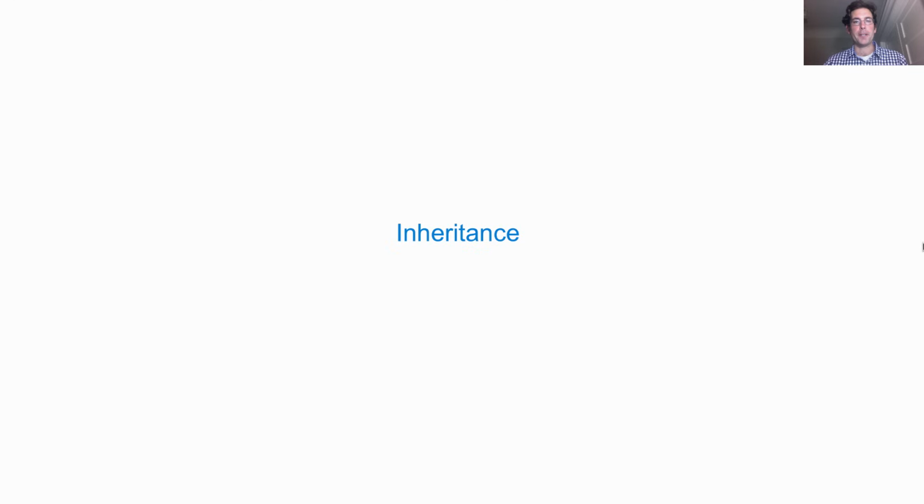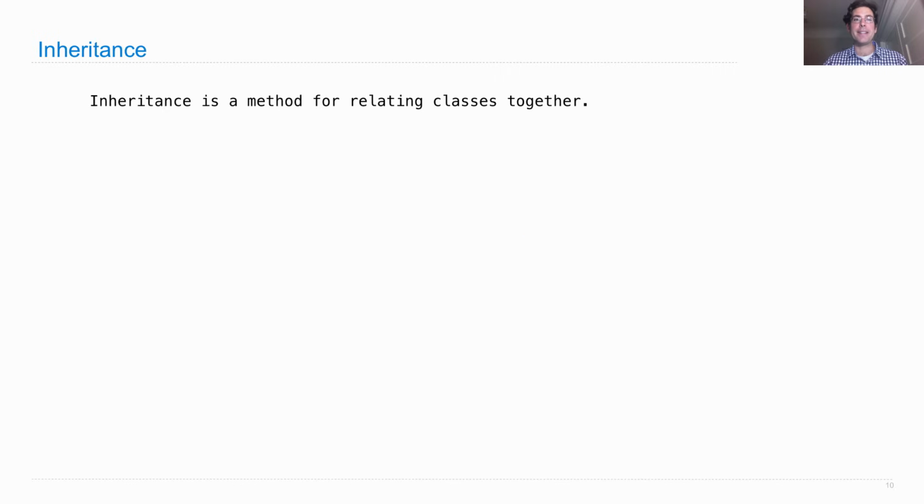On to a new topic, inheritance. This is a new feature of the Python object system, and it's a feature that exists in almost every object system in every programming language. So inheritance is a method for relating multiple classes together, because not every class exists in isolation. Sometimes one is just similar to another one, and we want to express that relationship.